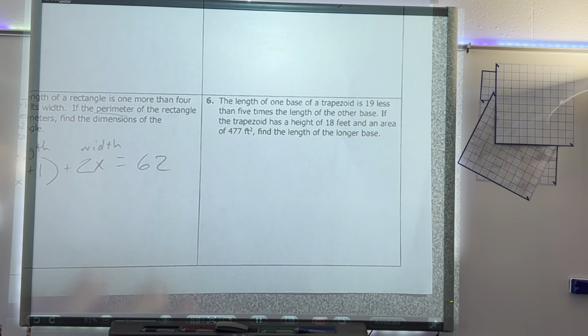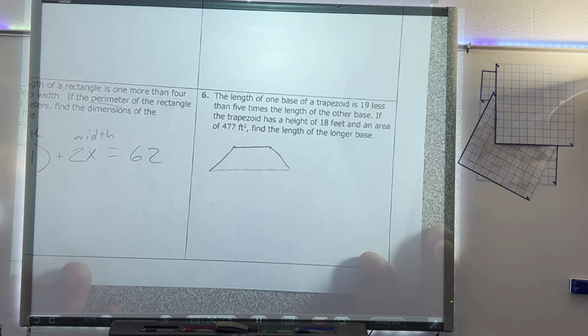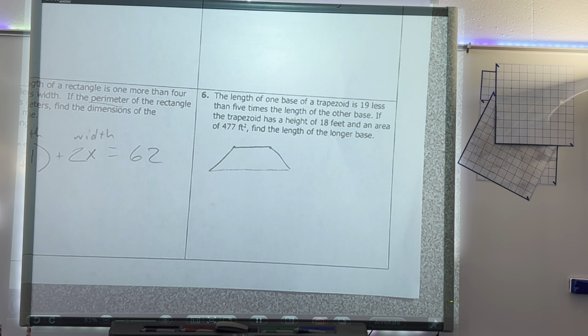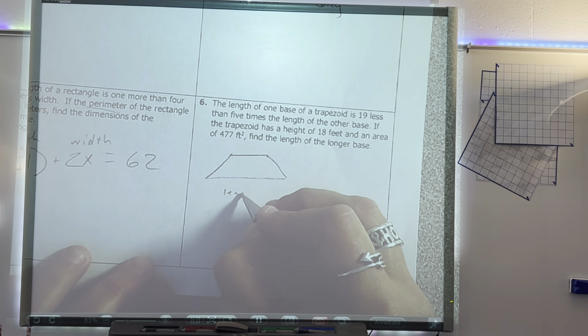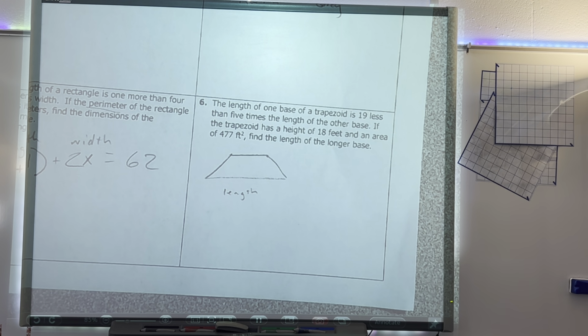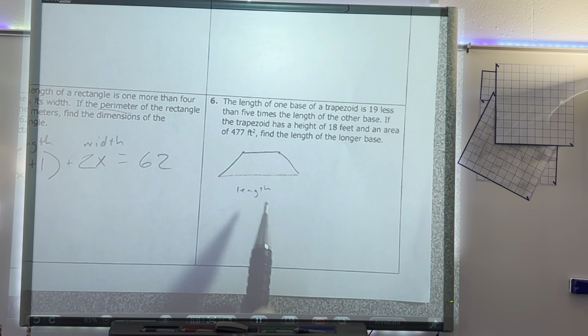The length of the base of a trapezoid, here's a trapezoid, y'all. That's what it looks like, all right? The length of one base of the trapezoid is 19 less than 5 times the length. Well, clearly this is my length because this is the long one, right? All right, this is my long base. So, the length of one base of a trapezoid is 19 less than 5 times the length of the other.